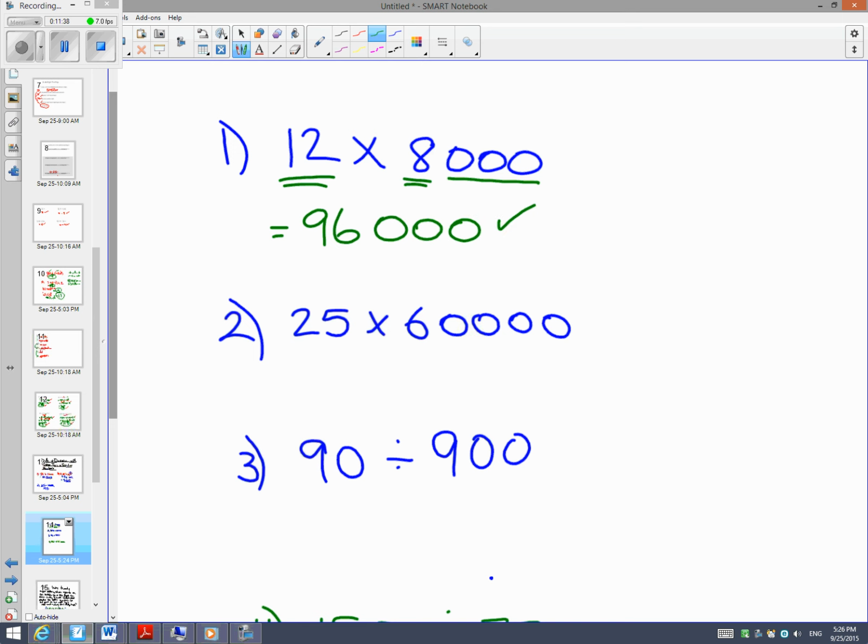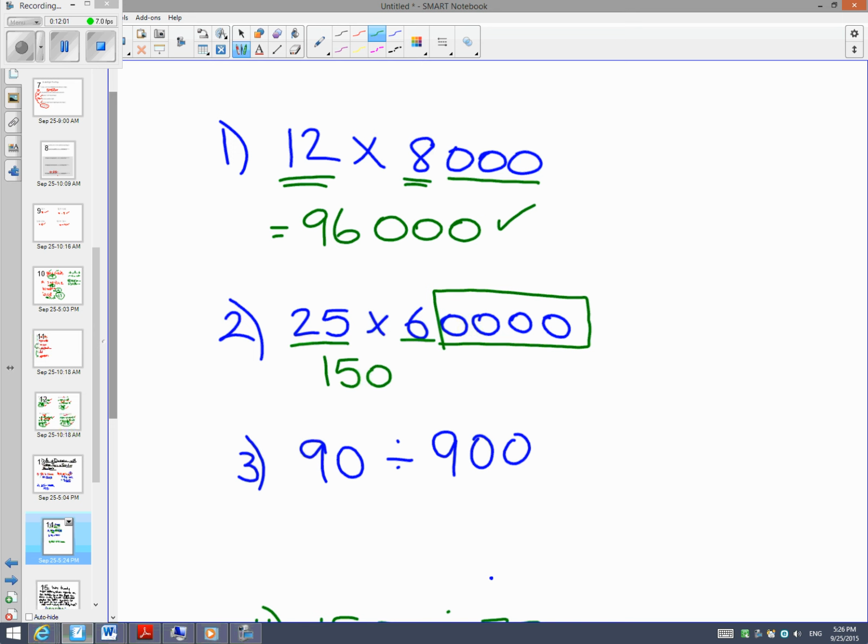To look at that again, we look at our second one here, and we have 25 times 60,000. We're only going to deal for the moment with 6 and 25. We're going to leave these zeros for a second. Hopefully you know that 6 times 25 is 150. And if you don't, just think of it as 6 quarters. If you have 6 quarters, you have 150 cents.